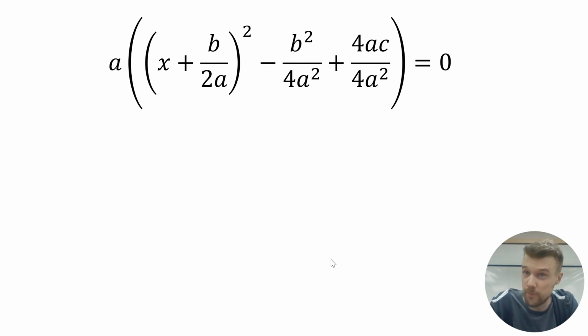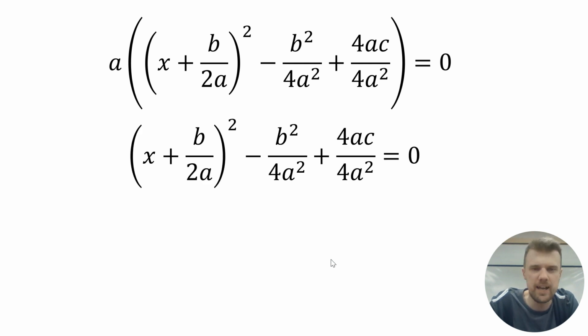Now is the moment where, as I said, it was helpful for me to have kept everything with the a factorized out of it, because now I can divide both sides of my equation by a. We can now start the process of trying to rearrange to make x the subject of the formula. So dividing by a leaves us with this.